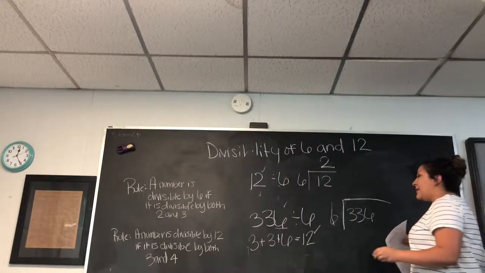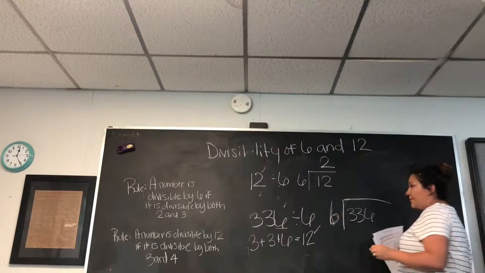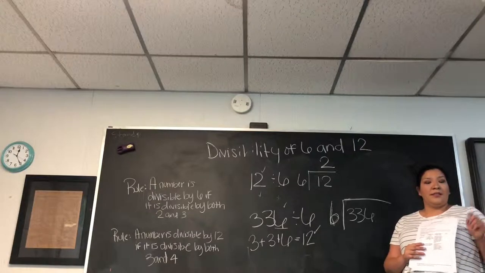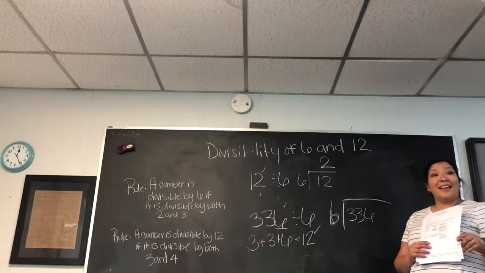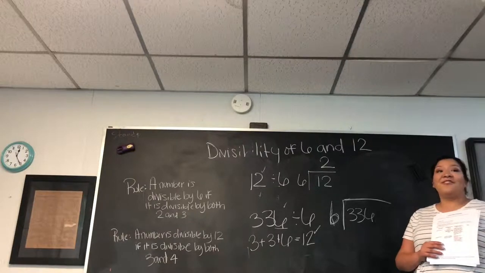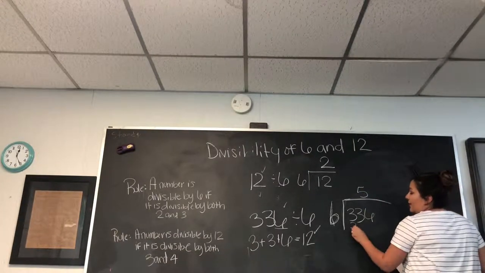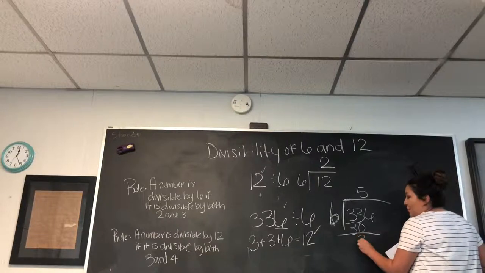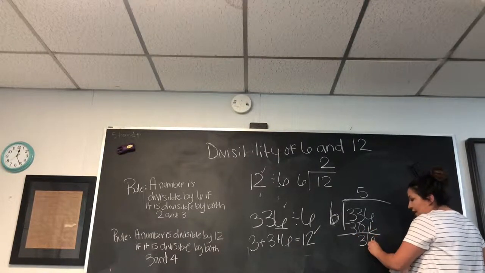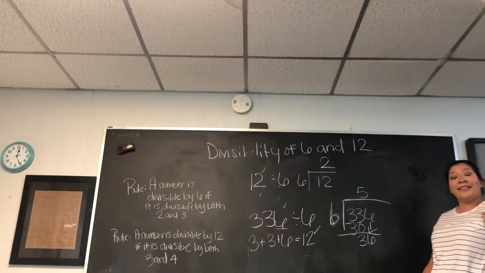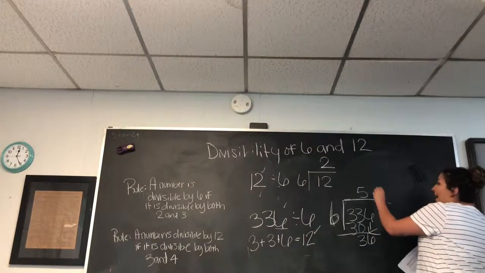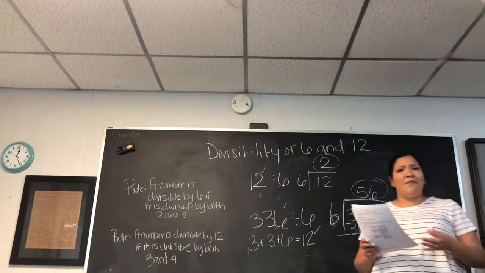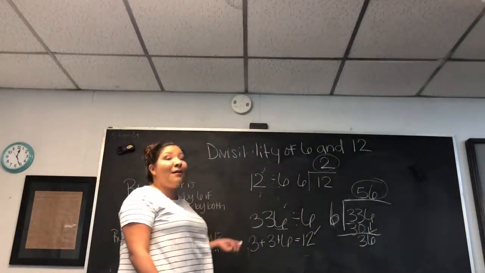Okay. Can 6 go into 3? No, it cannot. Can 6 go into 33? Nathan? Yes, it can. How many times? 5 times. Good. 6 times 5 gives us 30. 33 minus 30 gives us 3. Good. Bring down our 6. How many times can 6 go into 36? Yes, 6 times. So our answer is 56.